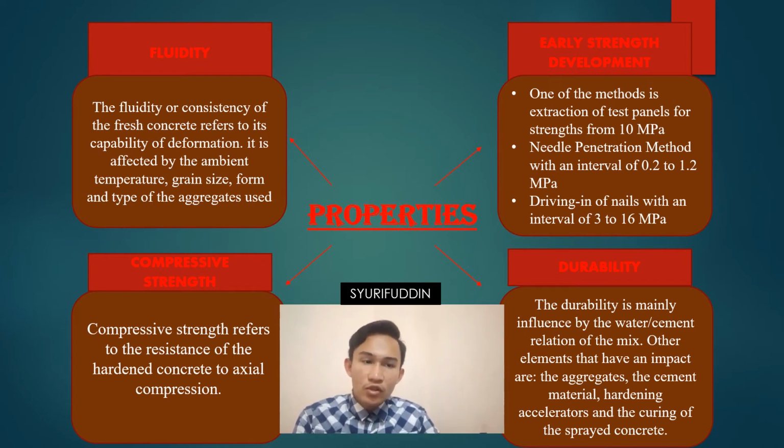Durability is the capability of the spray concrete to resist the aggressive influences of the environment it is exposed to. Durability is mainly influenced by the water-cement ratio of the mix. Other elements that have an impact are the aggregates, the cementitious materials, the hardening accelerators, and the curing of the spray concrete.